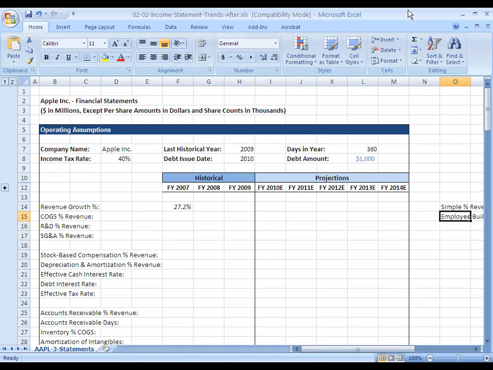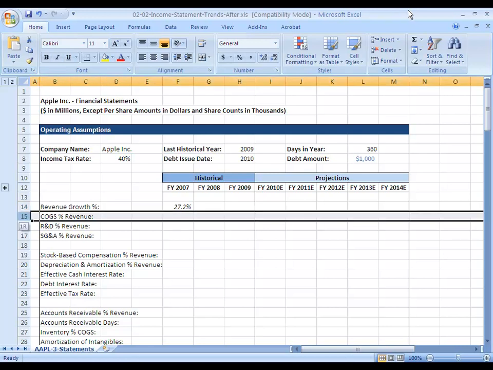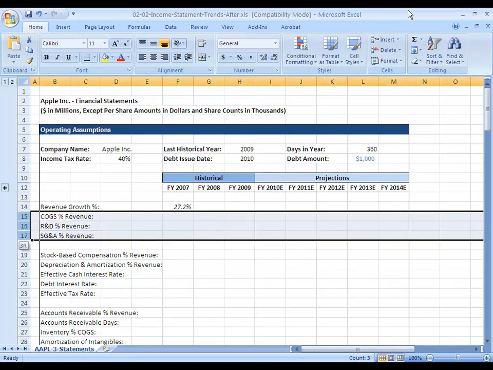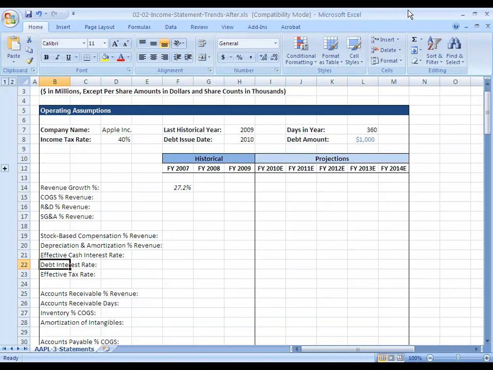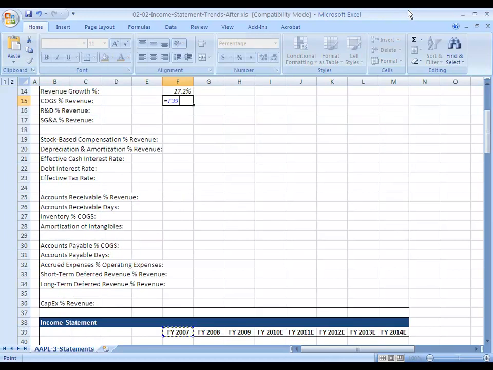So going back to our original task now, we want to look at the revenue growth, the percentage of revenue that each of these expenses represent, and then go through and see what these historical numbers here look like. So to do this, I'm going to show you exactly how to get the numbers for 2007 first. So for COGS as a percent of revenue, I'm just going to go down using the Control and down arrow key.